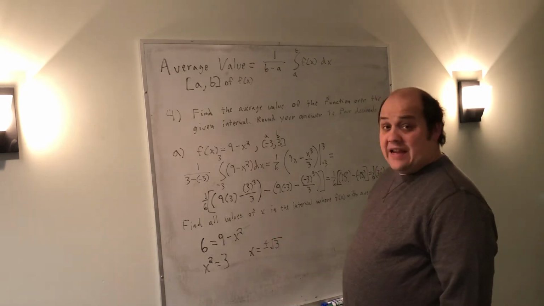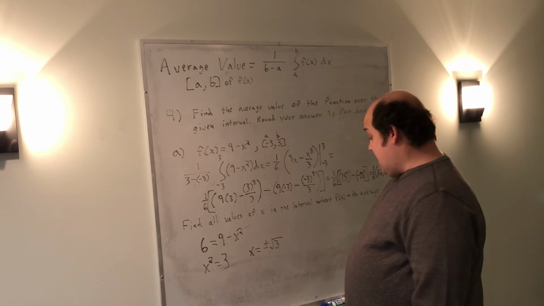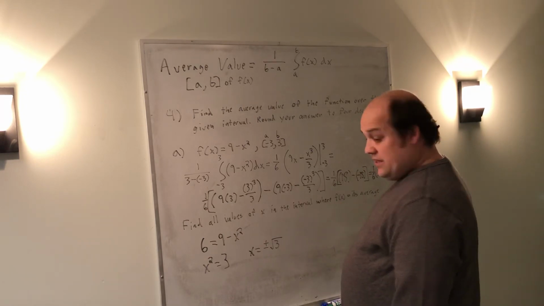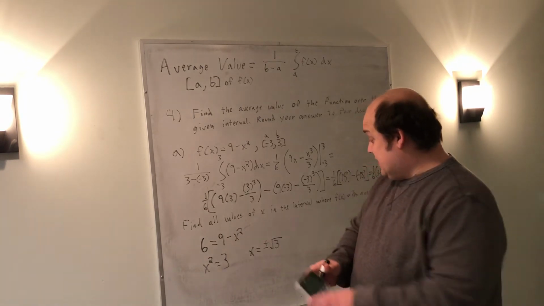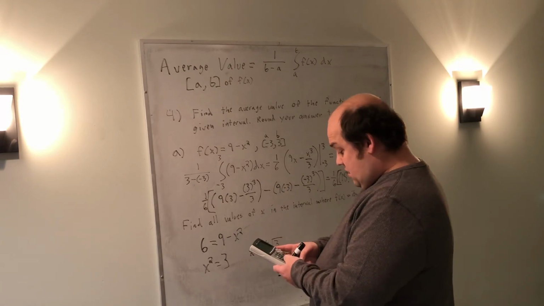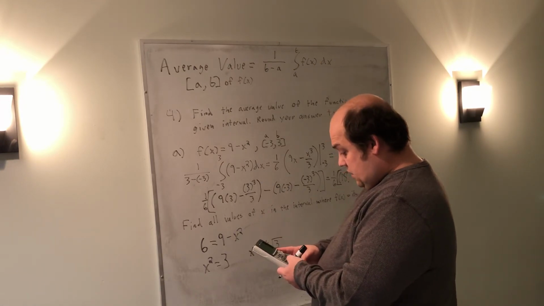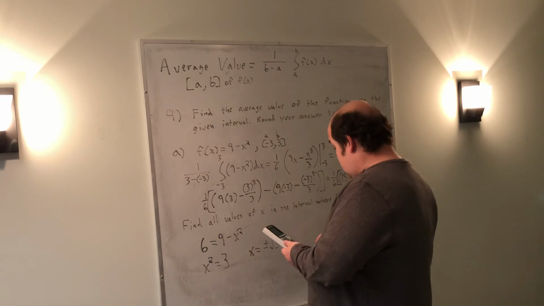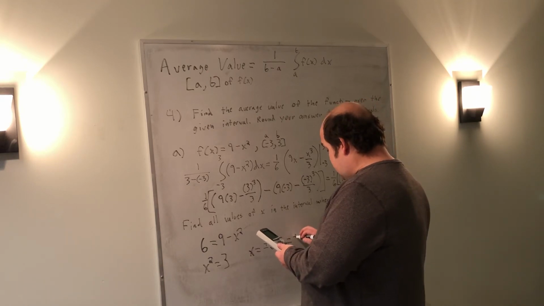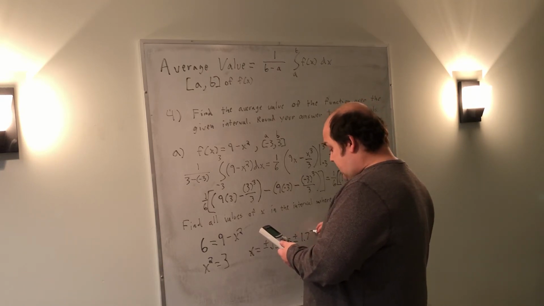If they wanted me to find it to certain decimal places, I put in my calculator's root of 3 and write out what the decimal is. So realistically, if this was a Cengage problem, I'd put it in and say that the root of 3 is plus or minus 1.732.